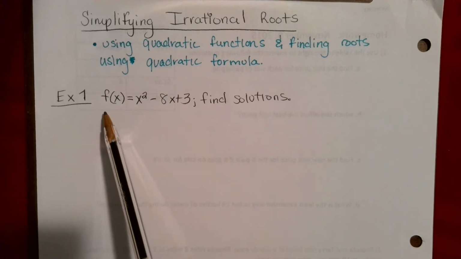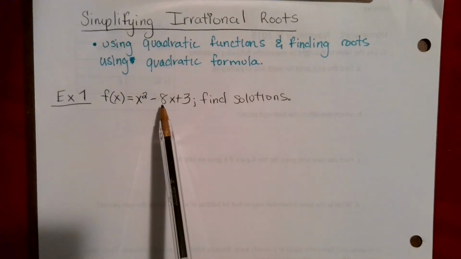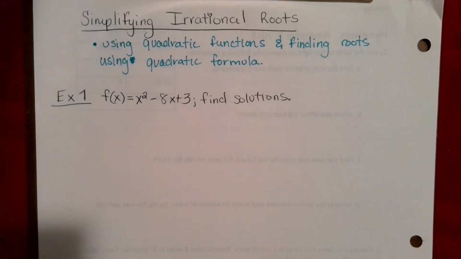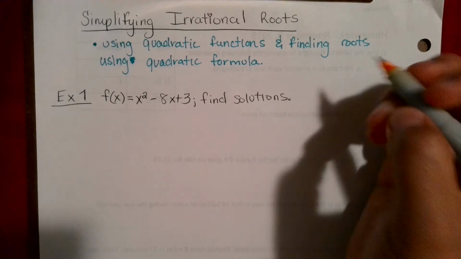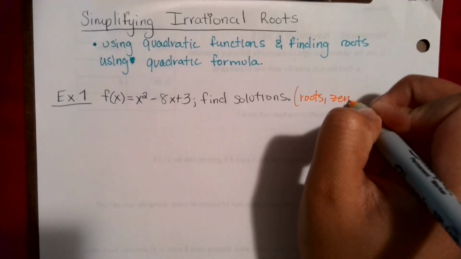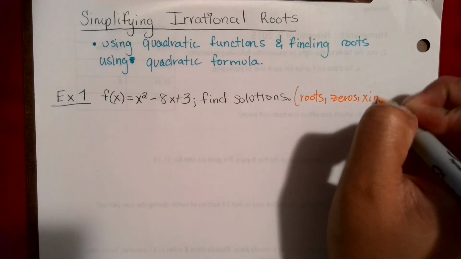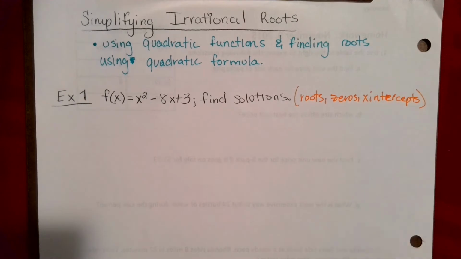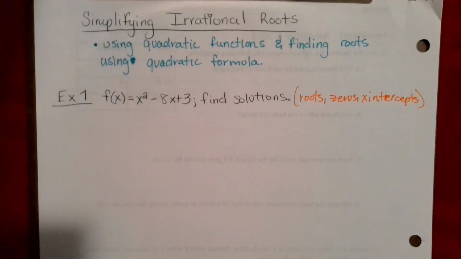So we have this function that equals x squared minus 8x plus 3, and we're trying to find the solutions. Remember that solutions are our roots. There are zeros, and they're similar to our x-intercepts, okay? So don't get confused when you see that notation in multiple places.